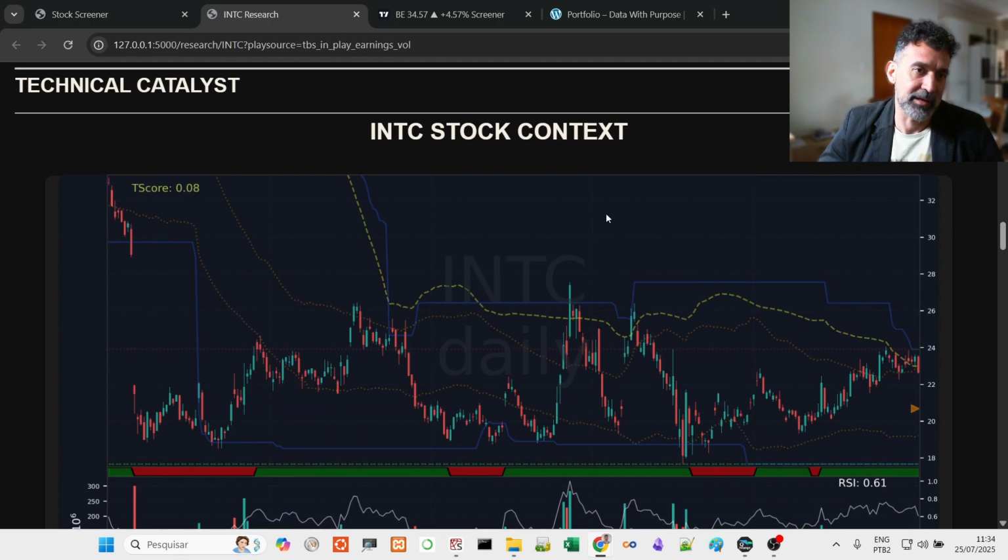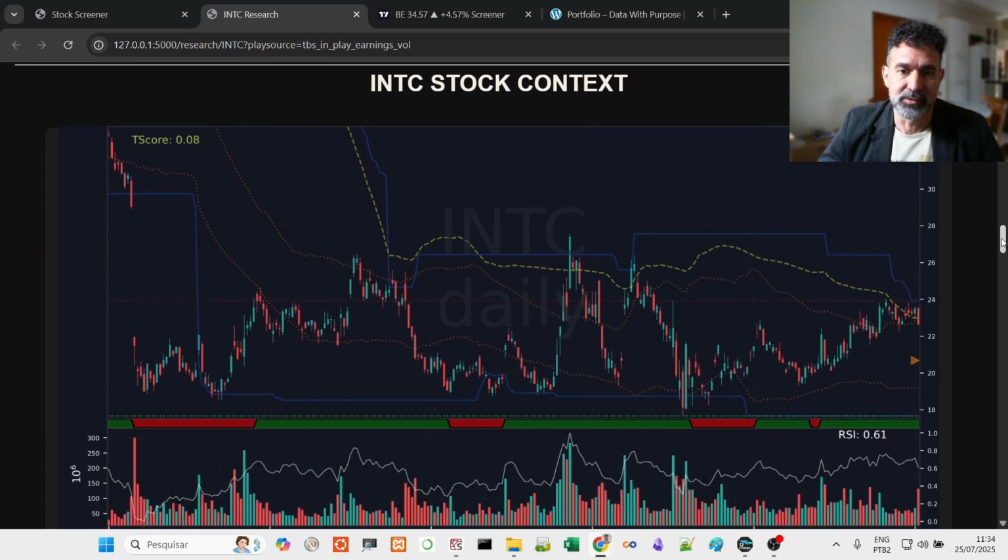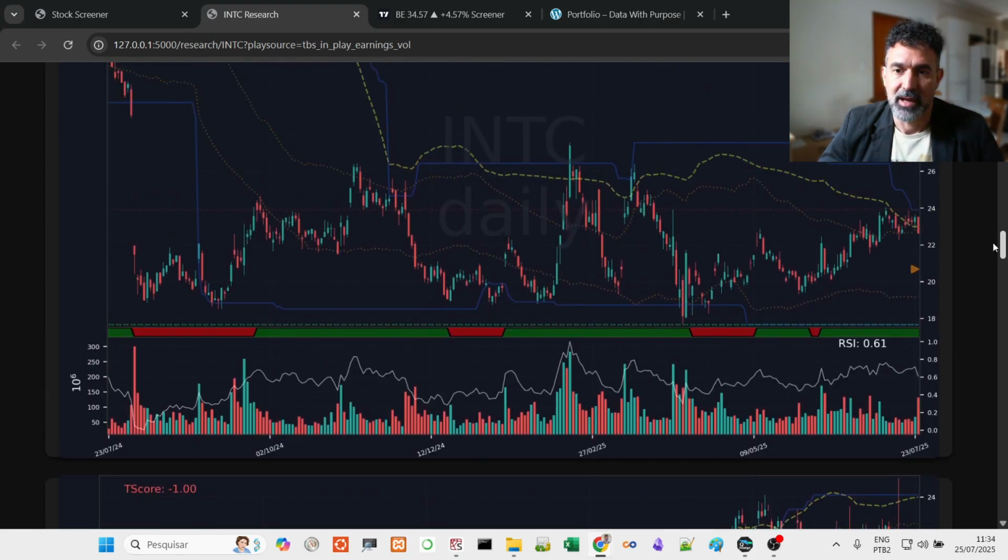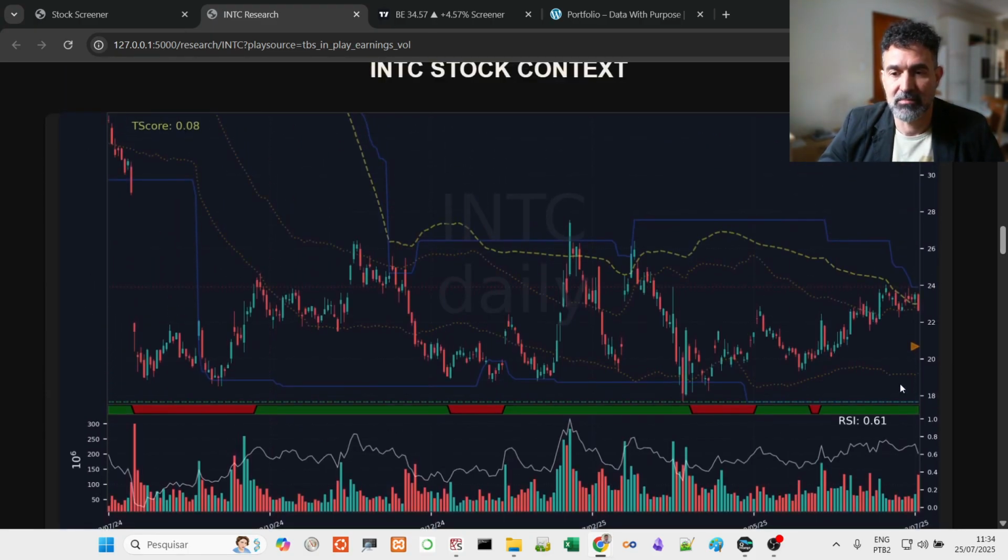Following, we have a technical analysis overview of the stock in multiple time frames. As we can see here, the same trend score I used in the market session is here. We can see Intel is moving sideways inside the bands despite the negative news.